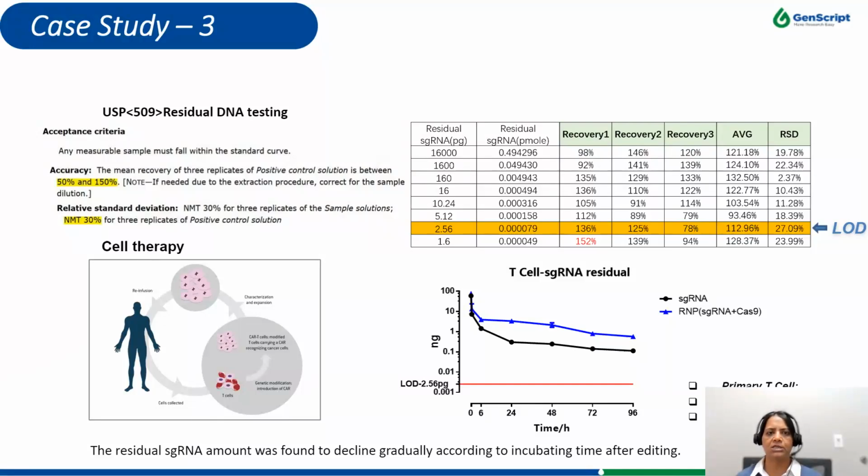And this shows that Cas protein can stabilize sgRNA more effectively, leaving more residual sgRNA compared to pure sgRNA in the cell system. And this analytical method allows us to determine residual sgRNA level, which can be crucial for safety evaluation in the clinical trial. The pharmacopoeia requires an extraction accuracy within the range of 50 to 150%, and relative standard deviation less than 30%. In our test, we comfortably meet both criteria, and we can detect the sgRNA at a level as low as 2.5 picogram.